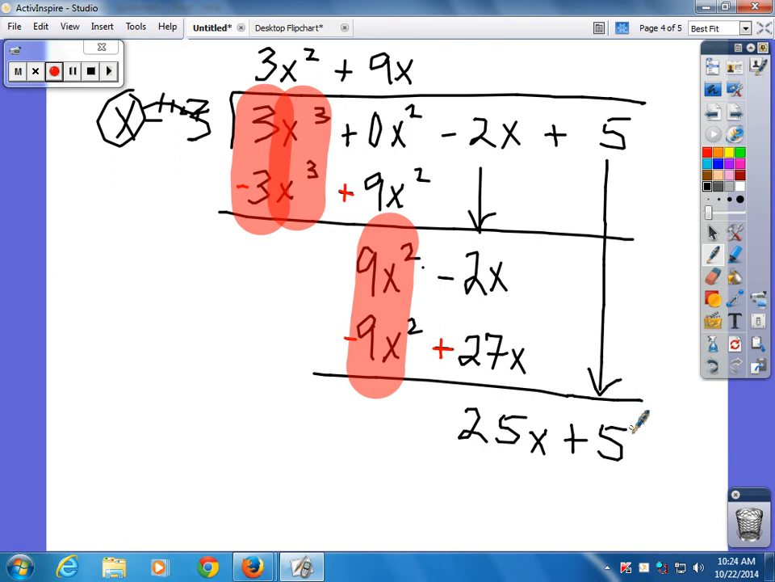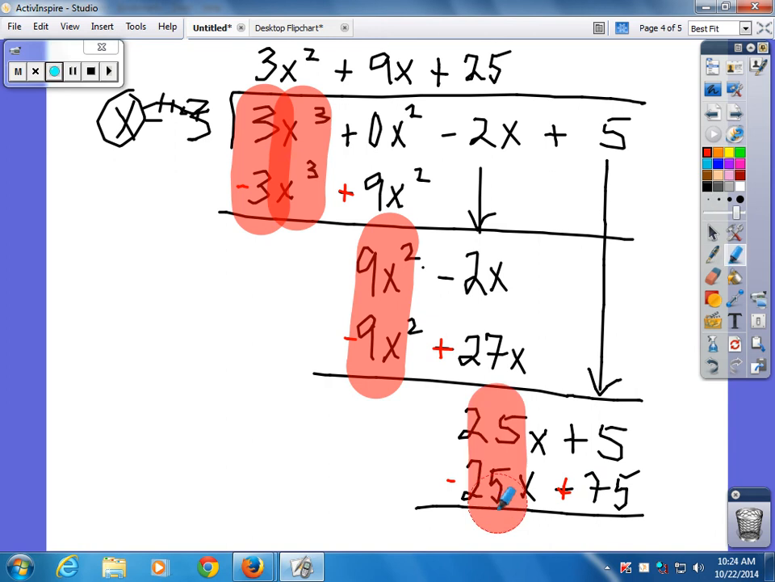And how many times will x go into 25x? 25 times x is 25x. 25 times negative 3 is negative what? And we always subtract. And that's going to give me, of course, that term goes out. And 5 plus 75 is what?